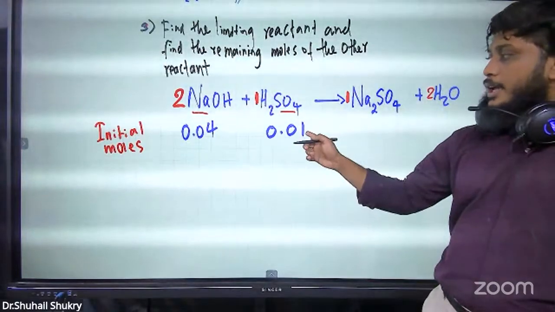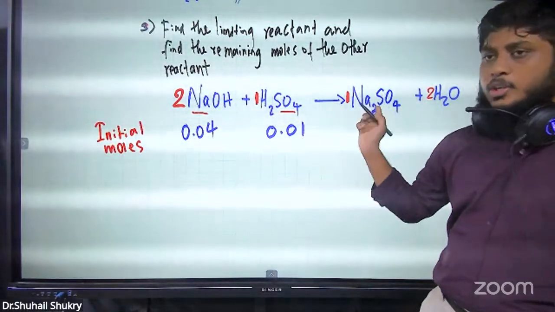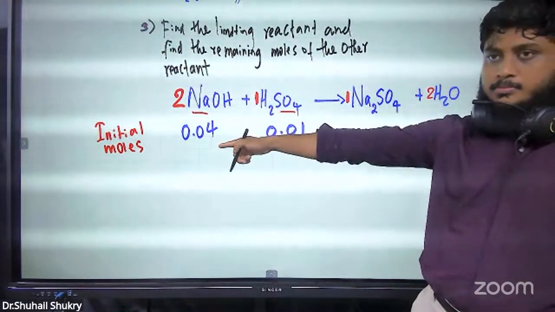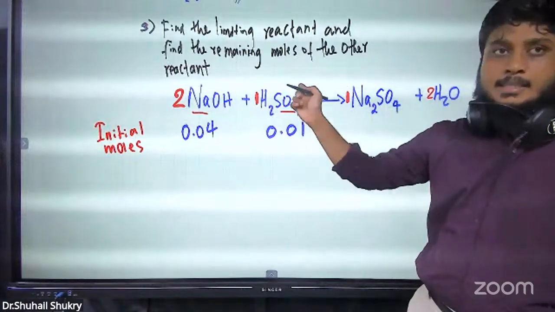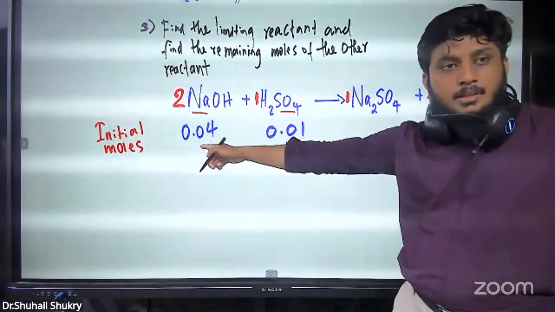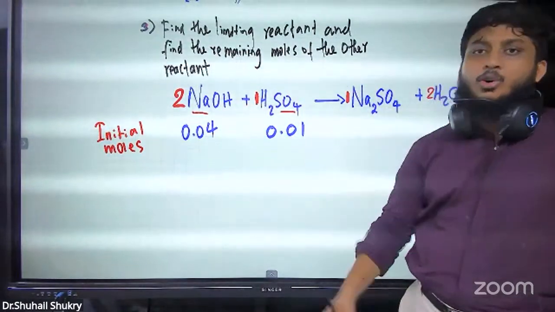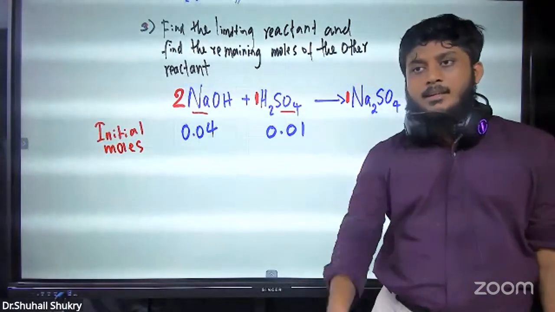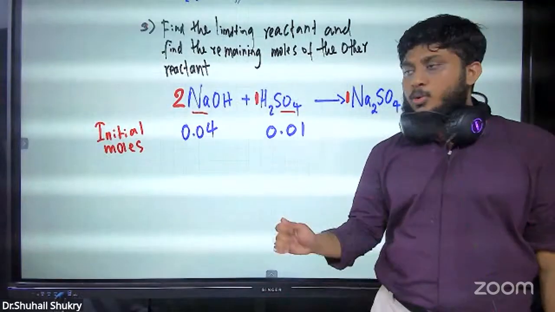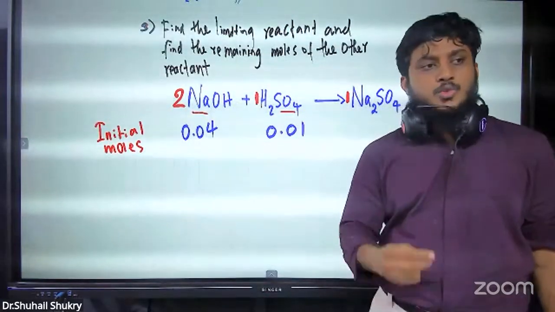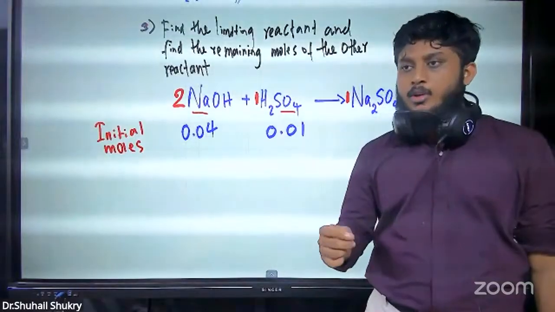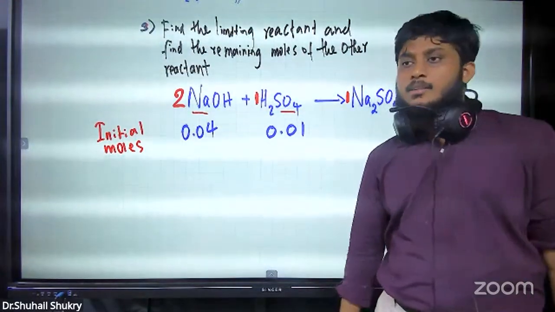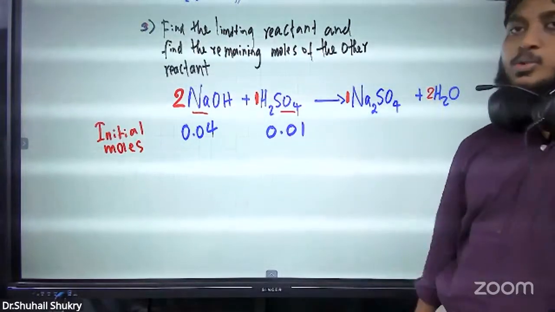Now if we are reacting 0.01 H2SO4 completely, what is the amount of sodium hydroxide I need? 2 times of this, no? 2 times of this means 0.02. But I have sufficient sodium hydroxide. So whoever is not enough, we call that the limiting reactant. So who is not enough here? H2SO4 is not enough. So we call H2SO4 the limiting reactant. So the answer for the limiting reactant is H2SO4.